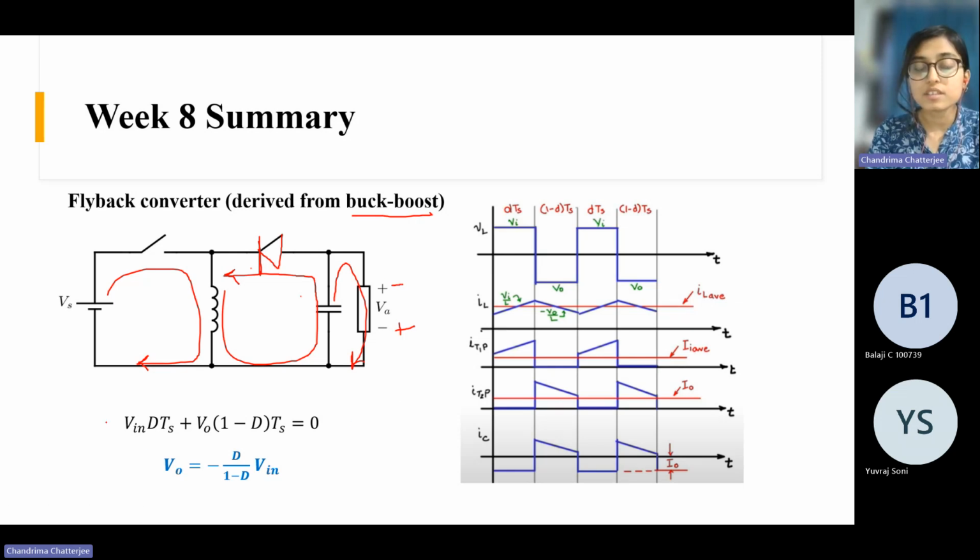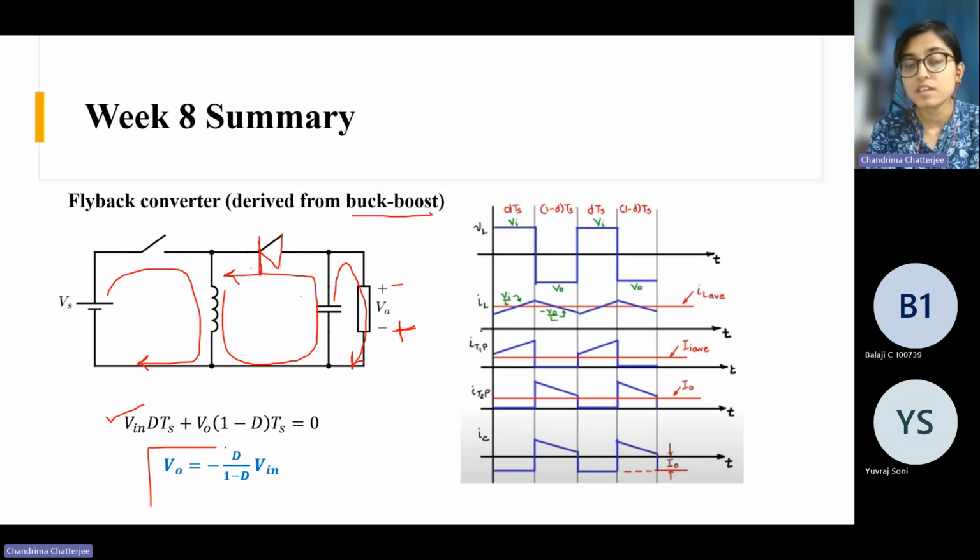And I have also written the volt second balance equation. When this switch is on, the voltage across the inductor is V in, this supply voltage basically. So V in times dTs plus V naught times (1 minus d)Ts is 0. And V naught becomes minus d by (1 minus d) times V in. Why minus? Because the current is flowing like this, so the output voltage polarity is something like this. Instead of our conventional plus here and minus here, we are getting a voltage polarity like this. That's why this minus sign comes here.